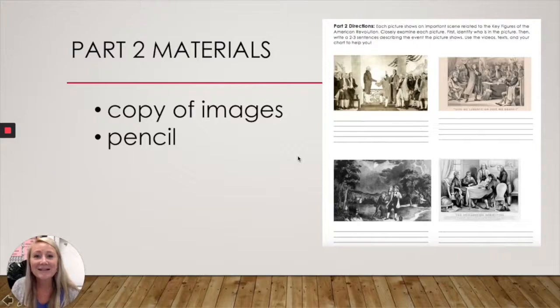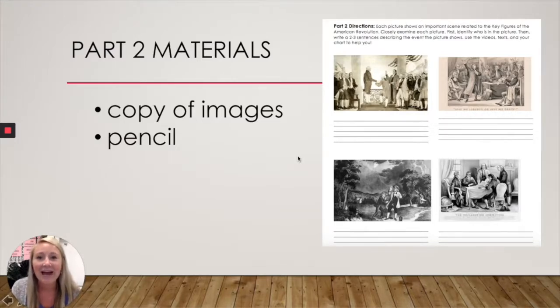You guys have done a great job with part 1. Now that we know some basic information about our 4 key figures of the American Revolution, it's time to take that information and put it to work. For part 2, you only need a few materials. You just need a copy of the images from the KCS website and a pencil. Your directions for part 2 are really fun.